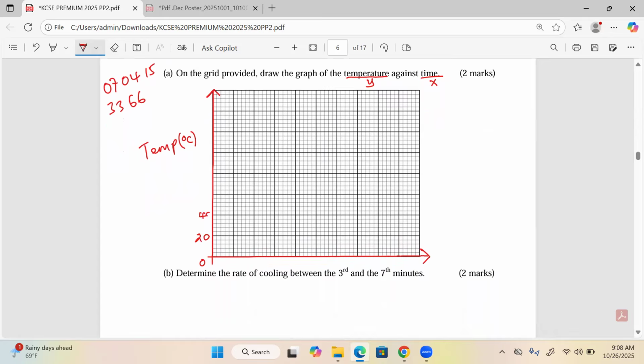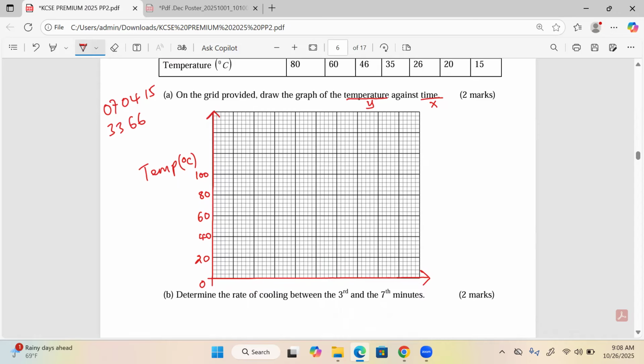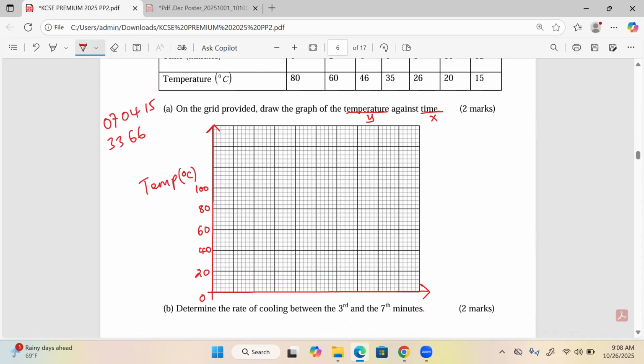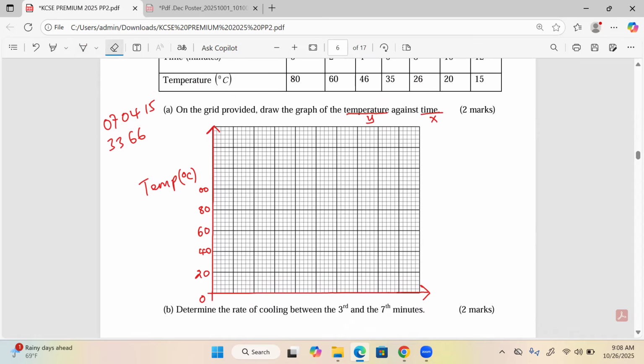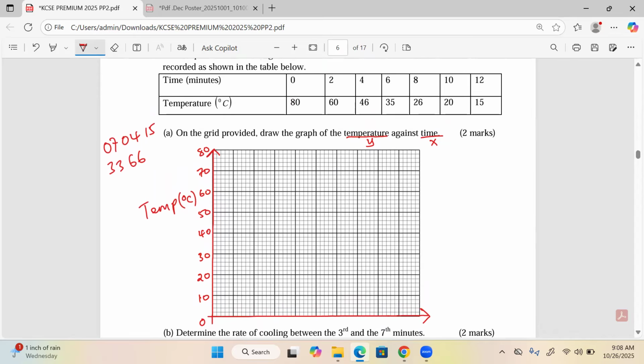20, 40, 60, 80, 100, like that. Or let's squeeze it there. Let me just use all the values. Let me use even intervals of 10. 10, 20, 30, 40, 50, 60, 70, 80, okay, for accuracy.